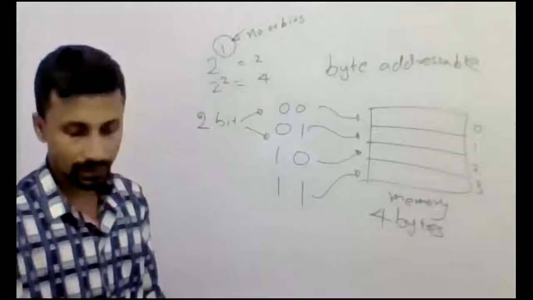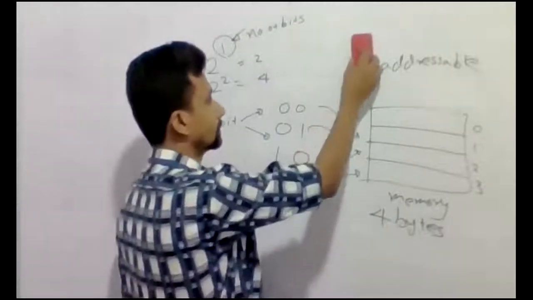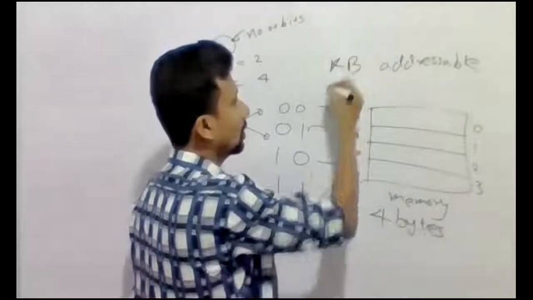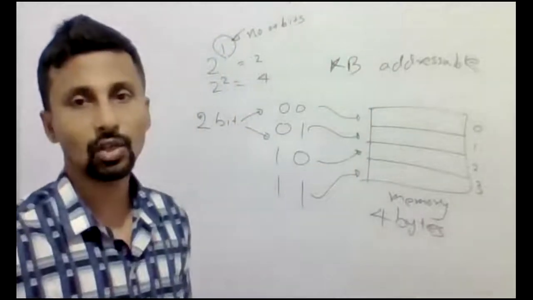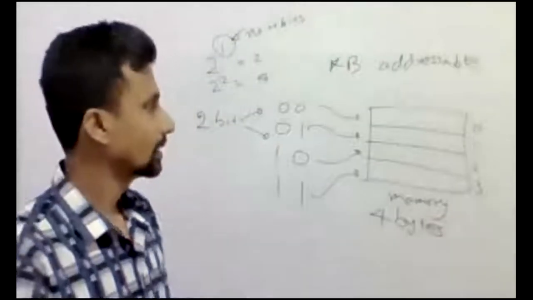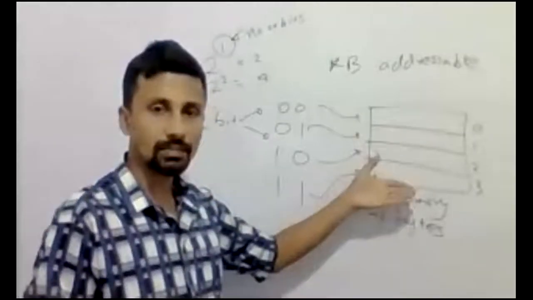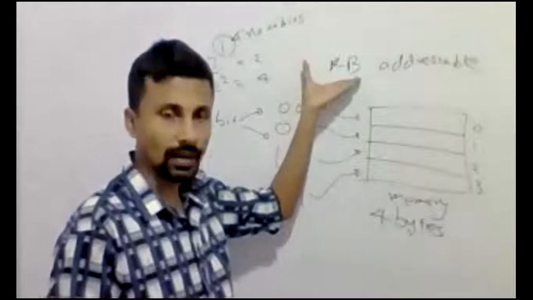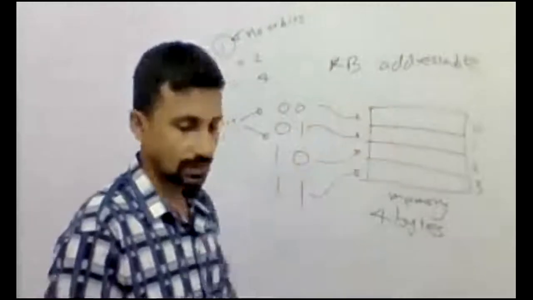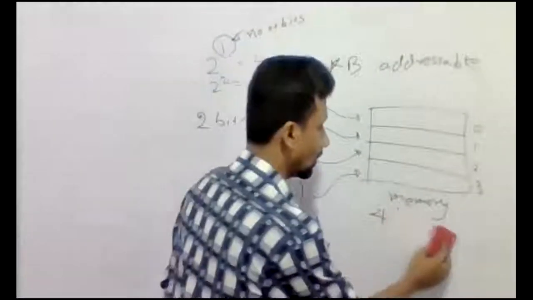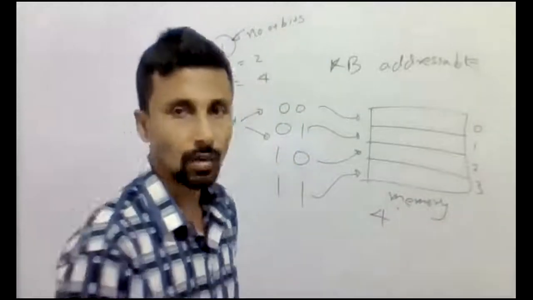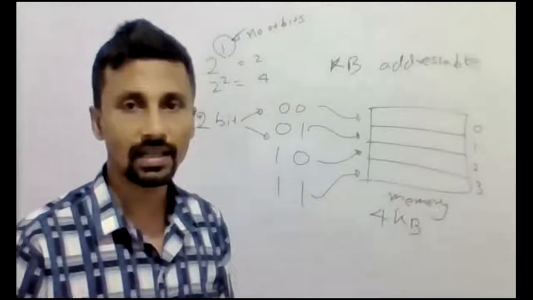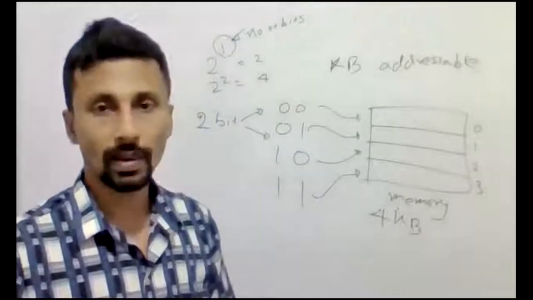If I tell here kilobyte addressable, that means what? I have 4 portions in my memory, and each address has 1 kilobyte. Then I can tell this is 4 kilobytes in my memory. My memory size, I can tell this is 4 kilobytes.